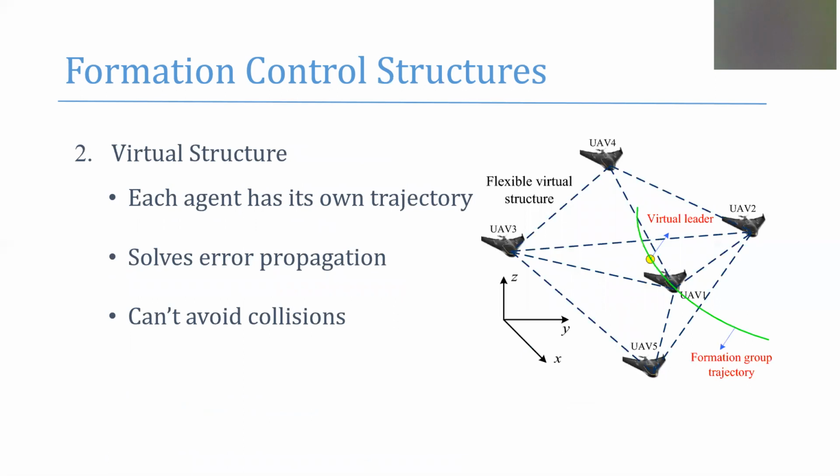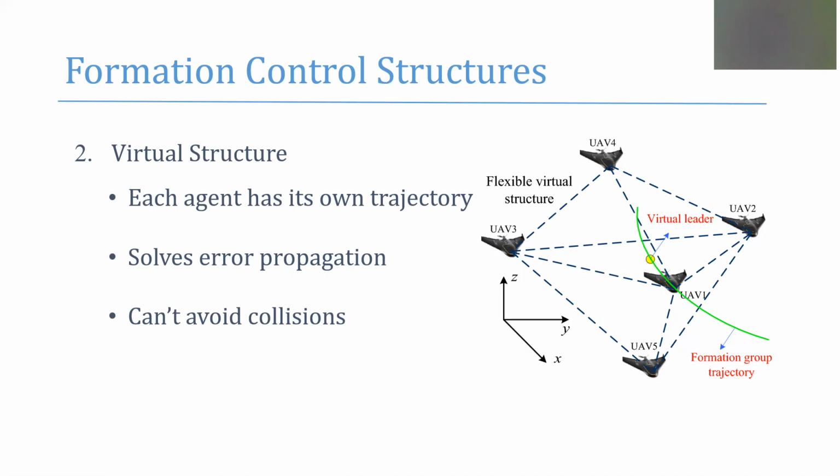The second structure that exists in the literature today is the virtual structure. In such a structure, the formation is treated as a single geometric entity. In other words, a single virtual leader is used to coordinate the motion and the behavior of the agents in the formation. Thus, trajectories are calculated in a central computer and shared with all the agents in the formation without any interactions between them.